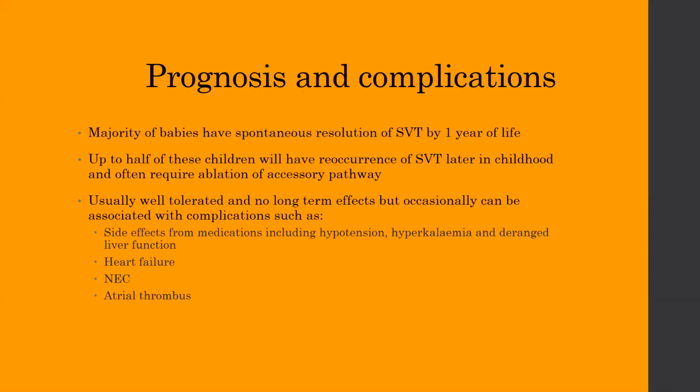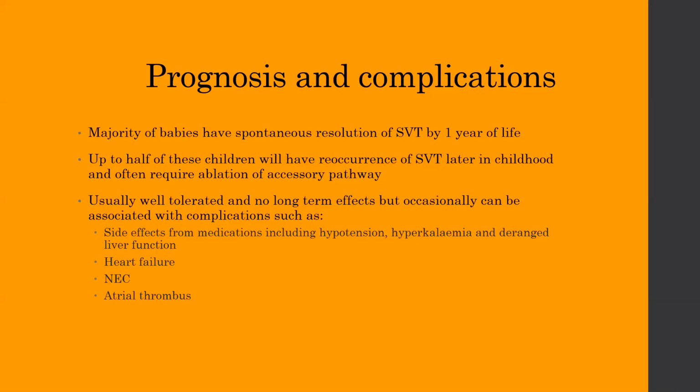So although most of them grow out of it by 1 year old, up to half of those children will then get it again when they're older, normally somewhere between the ages of 6 to 10. If that happens, then normally they just go for definitive management, which is ablation of the accessory pathway. You can do that both for AVRT and AVNRT, and it's over 95% successful in completely resolving the SVT.